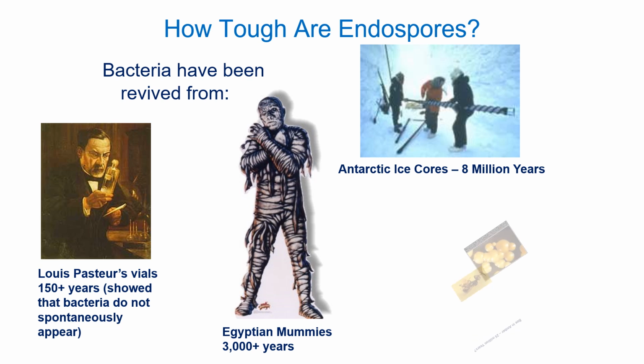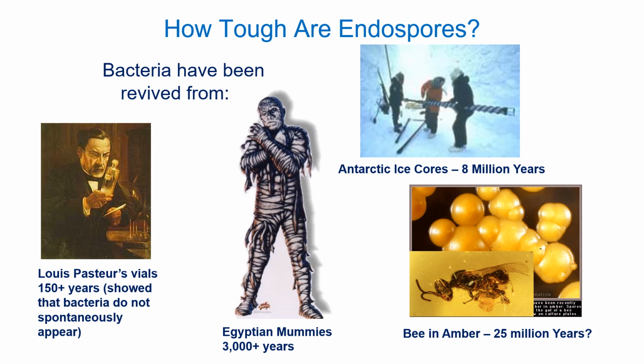Now, there are also some claims that endospores have been revived from the gut contents of a bee that was preserved in amber 25 million years ago. Amber is fossilized tree sap. So the idea is that this bee got stuck in some tree sap and became fossilized. Now this one I'm a bit critical of. There's some doubt around this one.